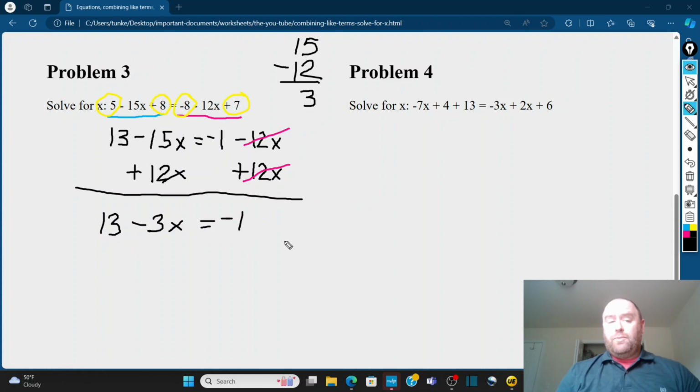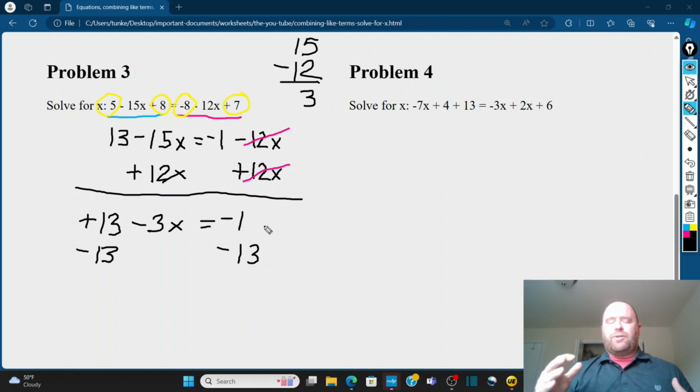Okay, now we need to move 13 over. This is like a plus 13 here. So we're going to subtract 13 from the left-hand side. And if we do that to the left-hand side, we must also subtract 13 from the right-hand side. We have a negative subtracting another number. That is like a negative 1 plus negative 13. So we just add the numbers together and keep it negative.